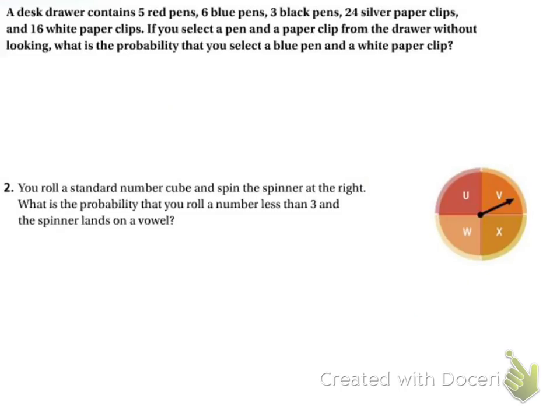So with my first, I have a desk drawer containing 5 red pens, 6 blue pens, 4 black pens, 24 paper clips, and 16 white paper clips. If you select a pen and a paper clip from the drawer without looking, what's the probability you select a blue pen and a white paper clip? So the probability of finding a blue pen: there are 6 blue pens, and there are a total of 5 plus 6 plus 3, 14 pens. Again, that's going to reduce down to 3/7.